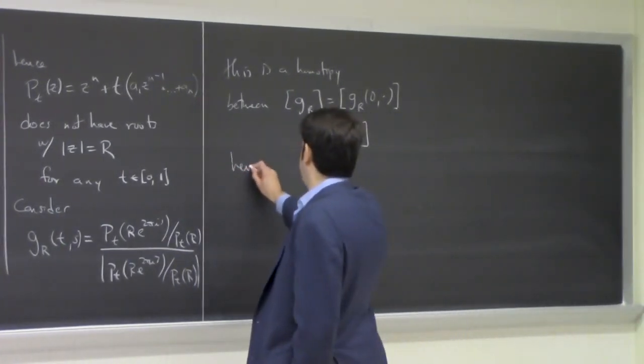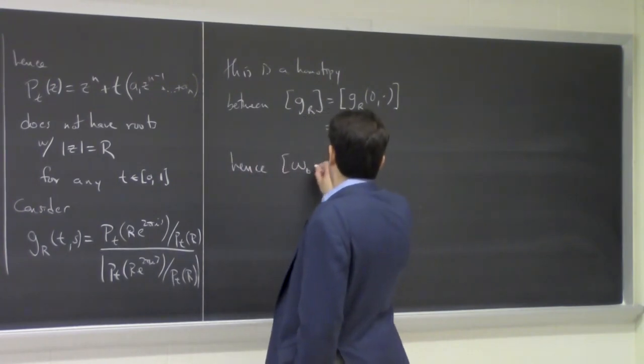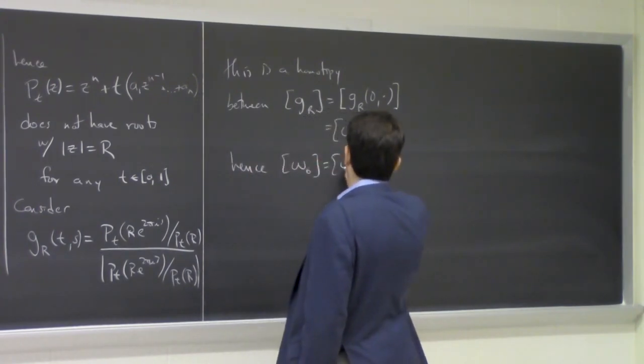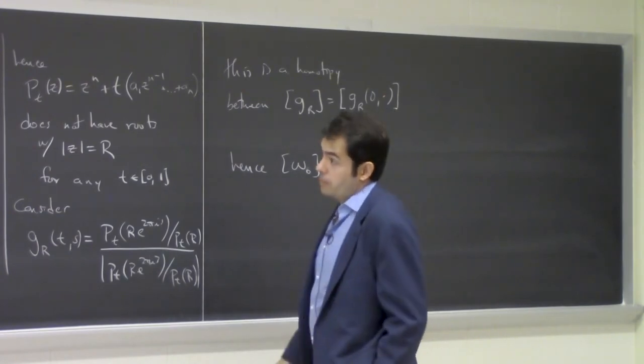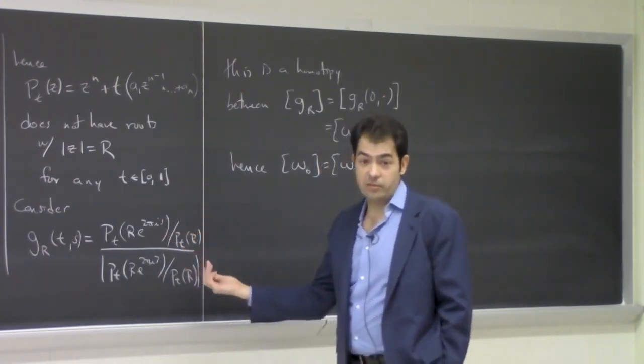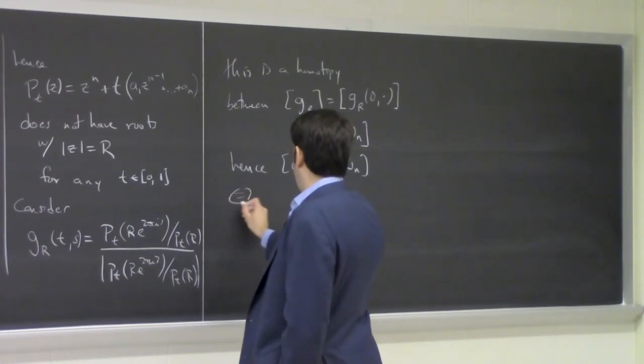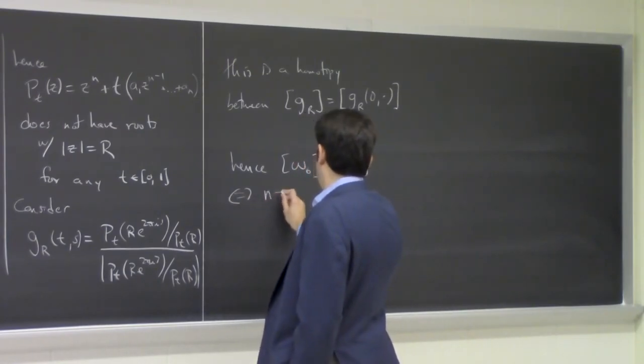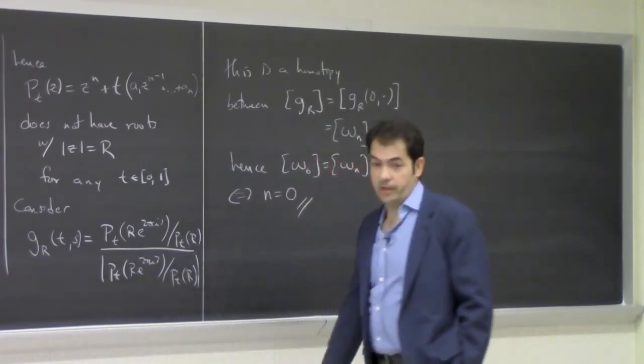Hence, the class of omega 0 is equal to the class of omega n. But we showed last time that phi is injective. So that's equivalent to saying that n is equal to 0. And that's what we wanted.